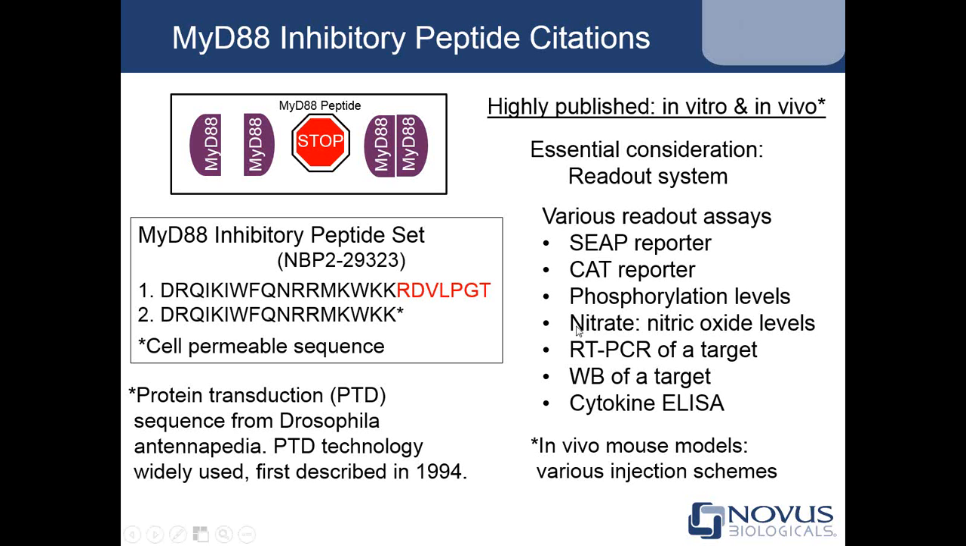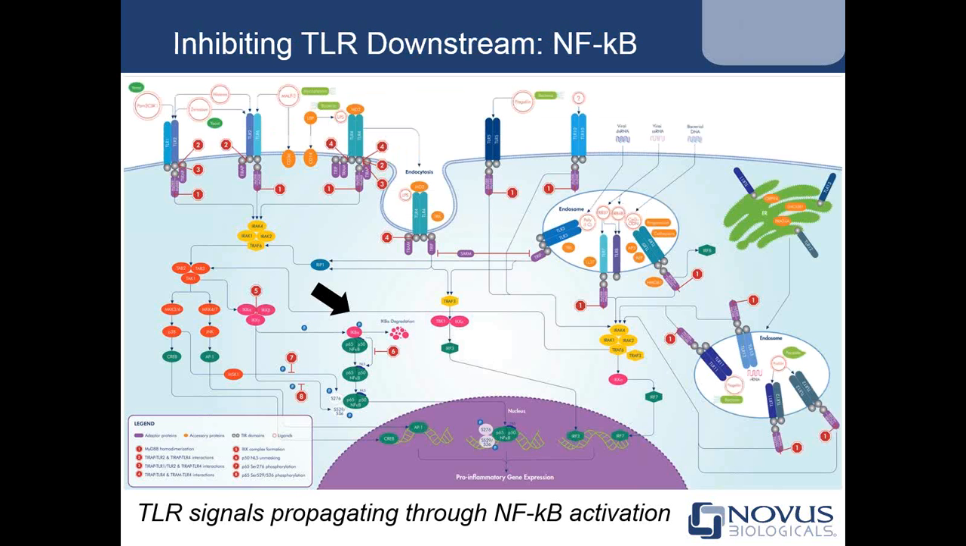People look at mRNA expression, Western blot. Perhaps the most common is looking at cytokine ELISAs or looking at the inhibition of cytokine production because we know that TLRs lead to cytokine production. So it is up to each researcher to determine what readout system they want to look at. We offer the TLR reporter cell lines as controls for looking at these inhibition responses.